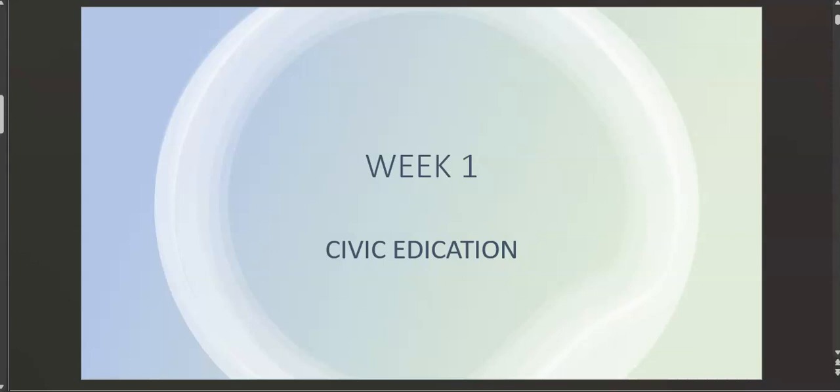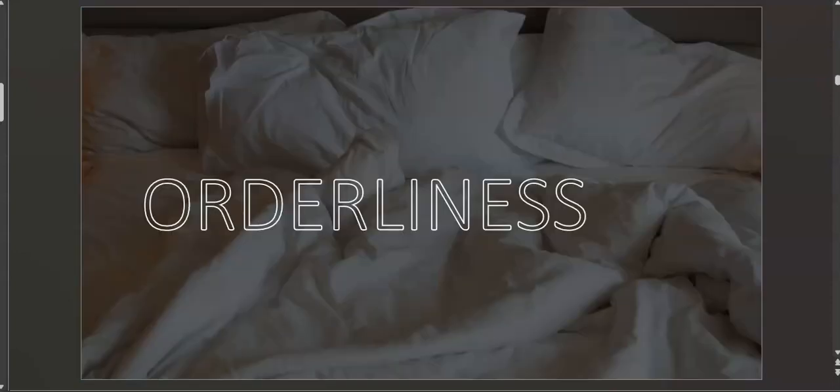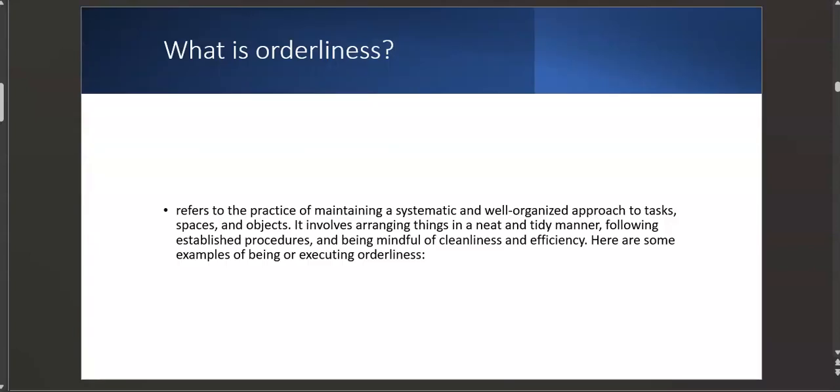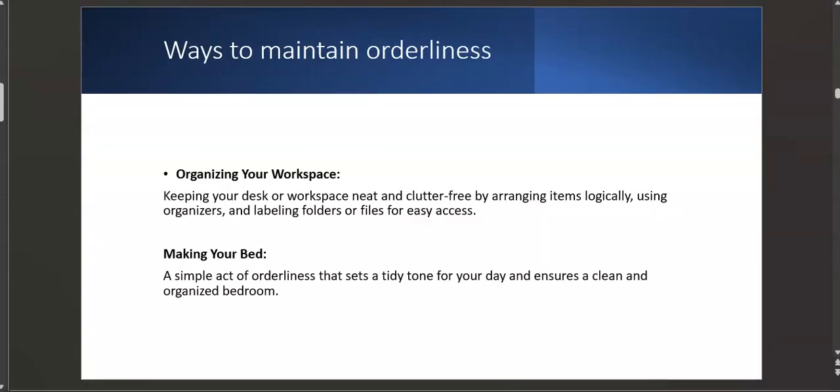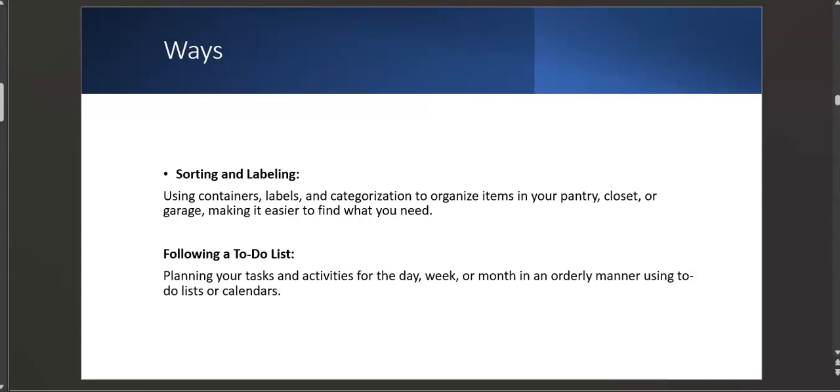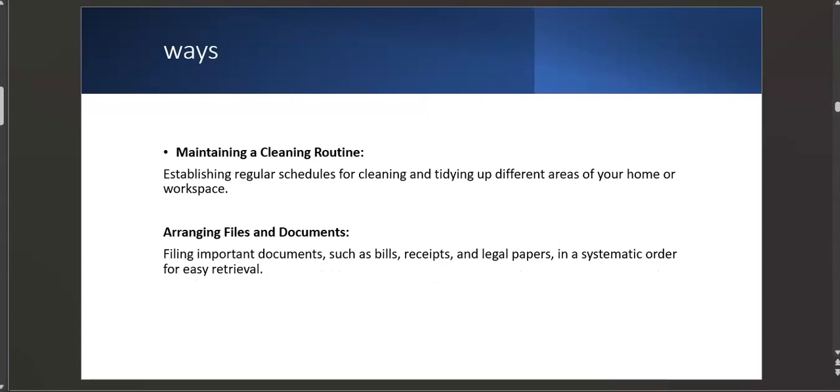And so far we've looked at different aspects of civic education, and now we were talking about orderliness. We've looked at what orderliness is, what we mean by orderliness, and so far we are looking at ways or how we can maintain orderliness. I've talked about organizing your workspace, making your bed, sorting and labeling and following a to-do list. Now we're going to look at more ways of maintaining orderliness and making sure that we are doing things in an orderly manner.